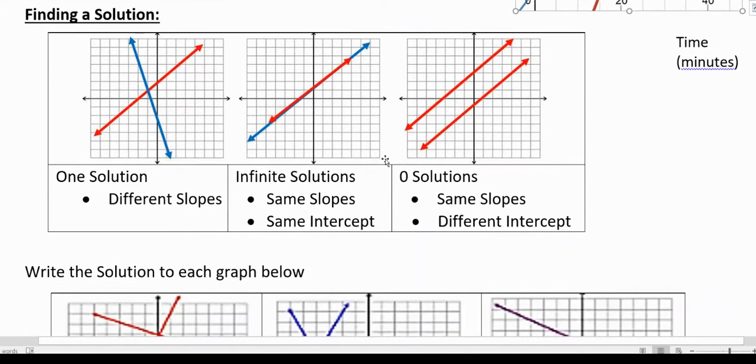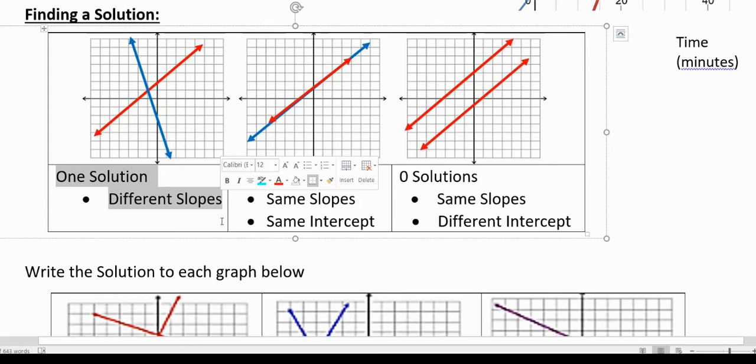Now we have different possibilities. Most systems have two lines that have a different slope. They cross like this one right here, and it has one solution. And anytime we have different slopes, there is one solution. They cross at one point.